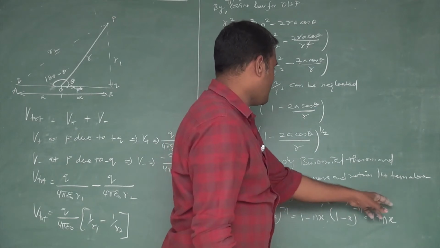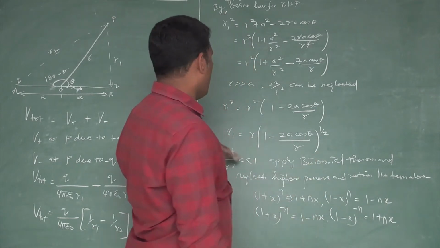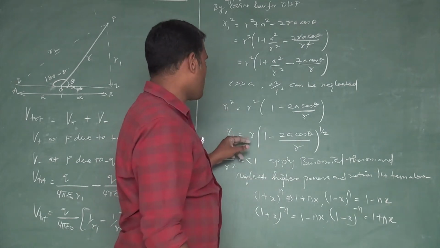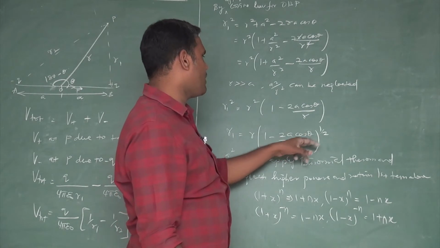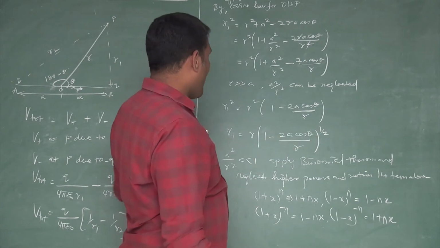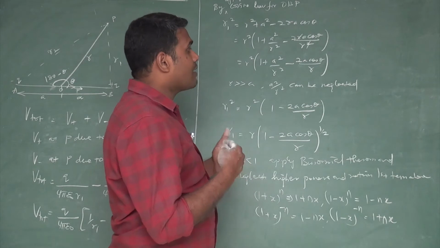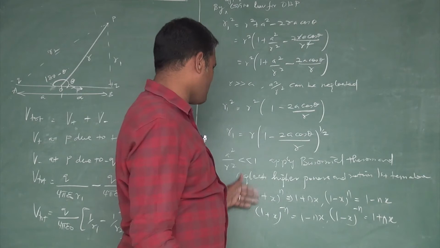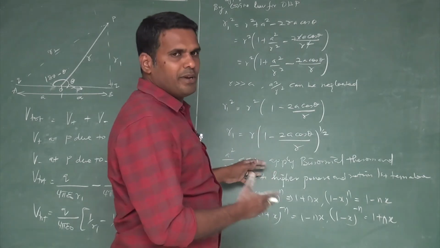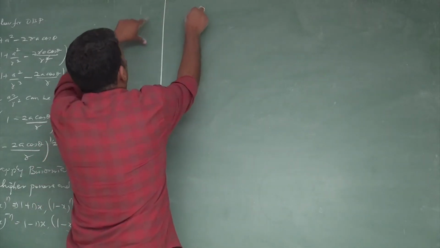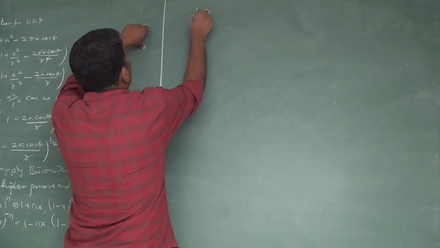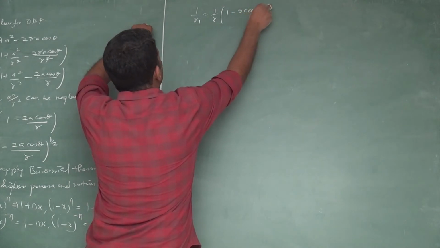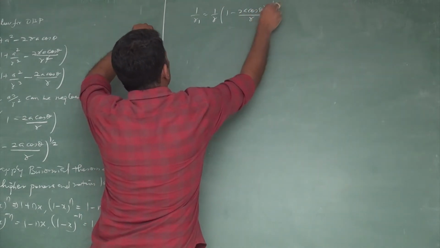1 minus nx. Before doing so, I can rewrite r1 as r into 1 minus 2a cos theta by r, the whole power 1 by 2. What we need is 1 by r1, so I am going to take a reciprocal here. The reciprocal gives a different format, so the binomial theorem applied will be different. So 1 by r1 equals 1 by r into 1 minus 2a cos theta divided by r, the whole power minus 1 by 2.